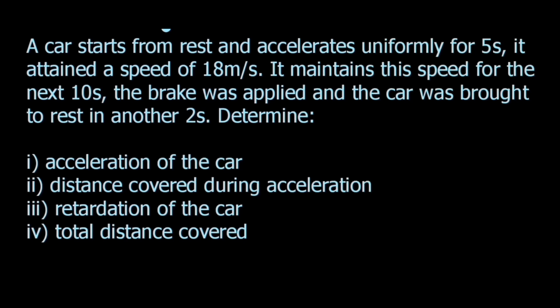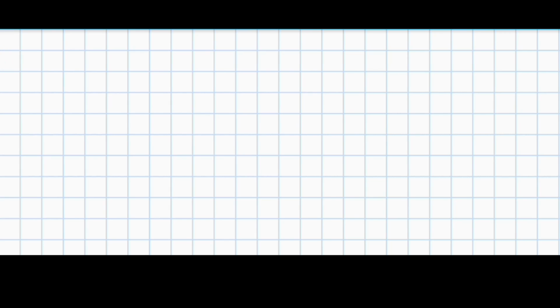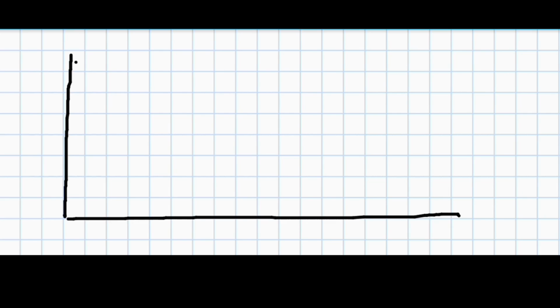To do this, we shall make use of a velocity time graph as shown. We draw a sketch of the motion with this axis representing our velocity and this representing our time, and of course, v in meters per second.